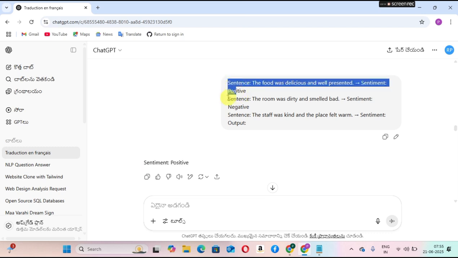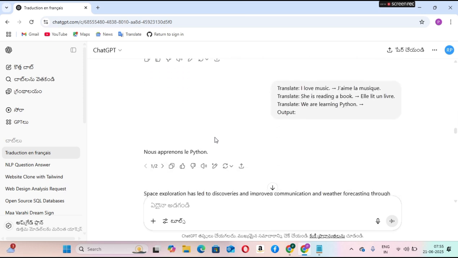So here the model saw two examples, one positive and one negative. Based on those, it learned the pattern. It then correctly labeled the third sentence as positive. So few-shot helps the model to better understand tone and meaning.